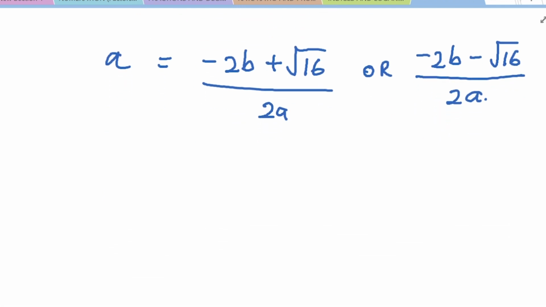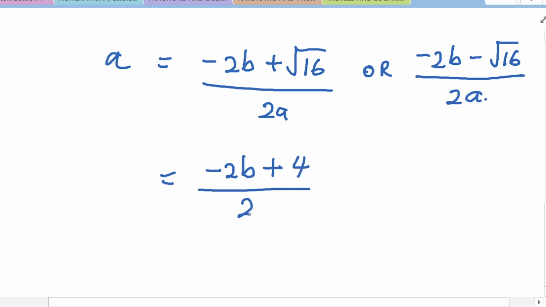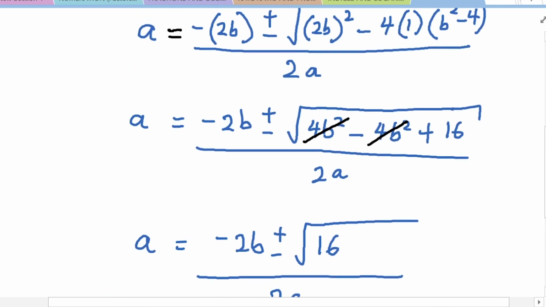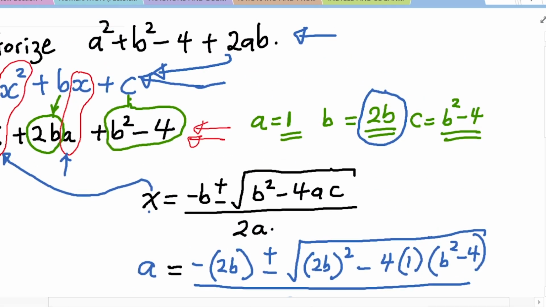So it means that this is going to become negative 2b, the square root of 16 is 4, so it's plus 4, divide that by 2a. By the way, the value of a is 1. I don't know why I'm maintaining the a. According to our expression here, the value of a is 1.